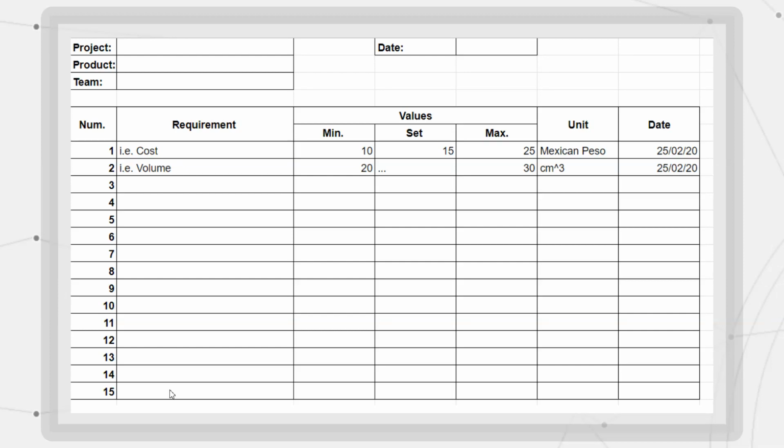So you have to empathize and also learn about your users and try to put that data into this particular spreadsheet. The idea is that we can have a lot of requirements here, and then in the test part we can test if the product is really fulfilling those requirements.